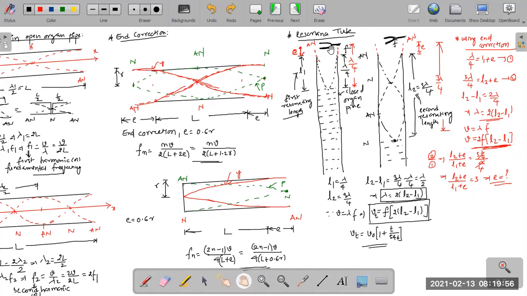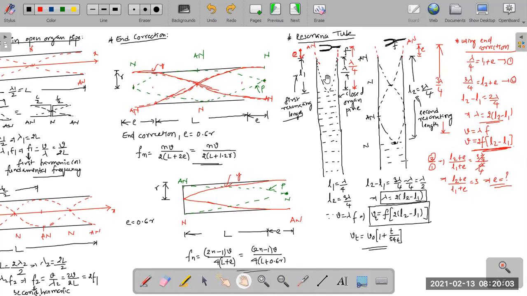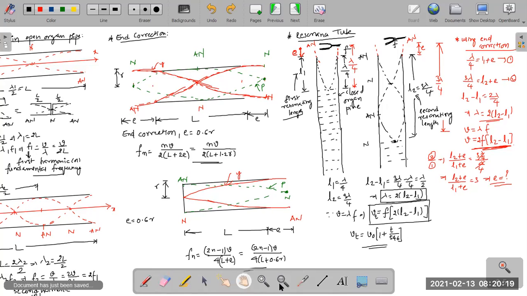As per that logic, if I take a tuning fork of frequency f, when will this match with the air column? If it is in any one of its natural vibrational frequencies. Let's say it is oscillating in the first harmonic. Then there must be a node and an antinode over here, so this distance is lambda by 4. The length is L1, which we call the first resonating length.